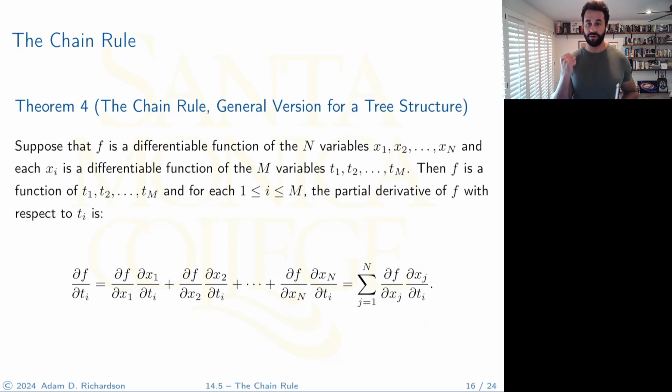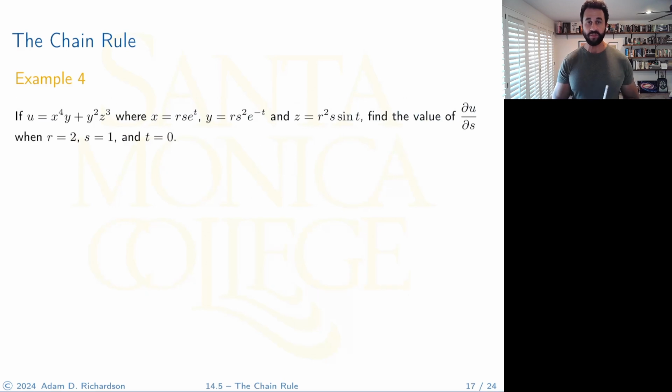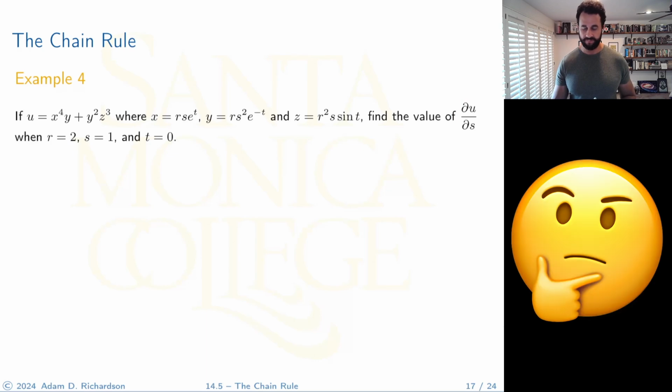Okay, we're going to do it for 3. So here's one that I want you to try on your own. If u is given by this function here of 3 variables, and x is given by this function here of 3 variables, and y is this function here of 3 variables, and z is this function here of 3 variables, I want you to just find one partial derivative, the partial of u with respect to s at these values. Okay, so think about this one for a minute.